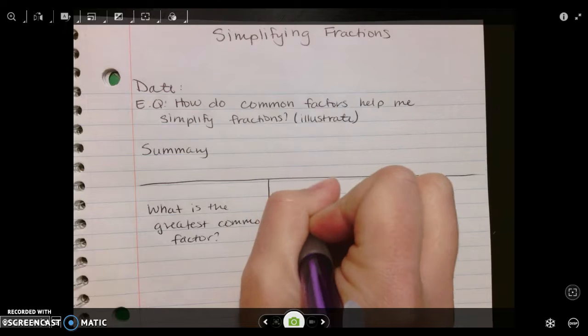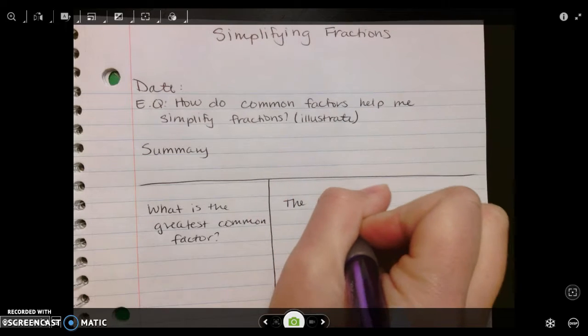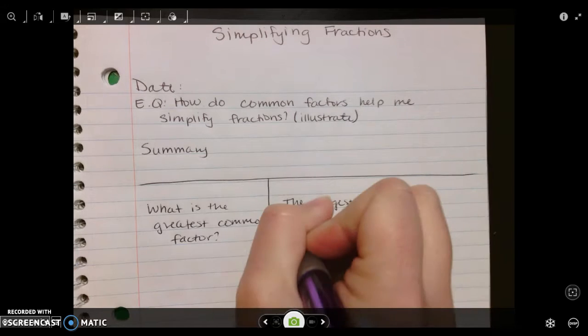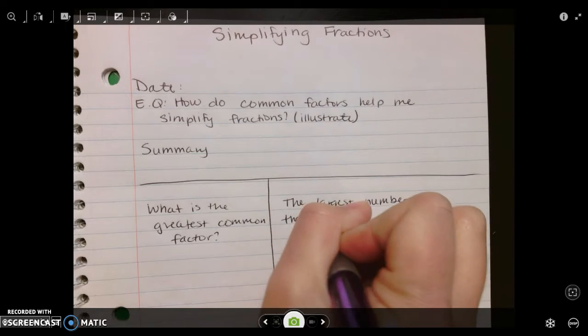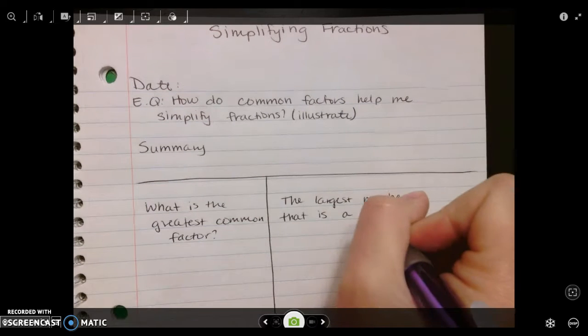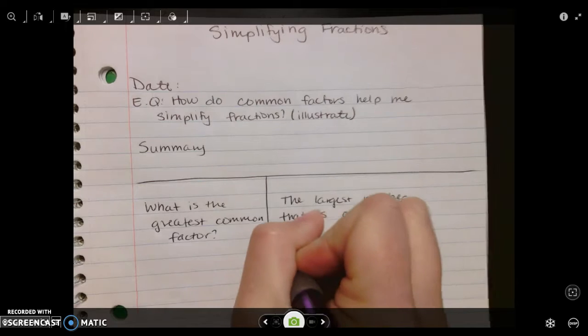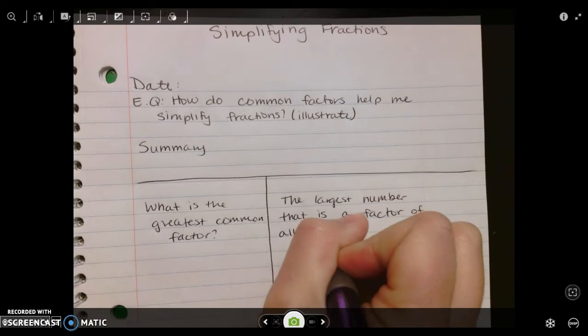And that is the largest number that is a factor of all numbers in a set.